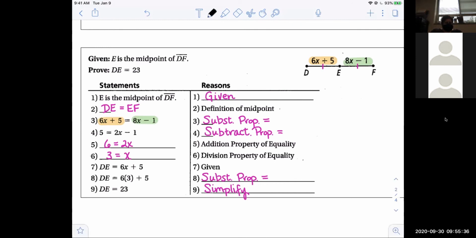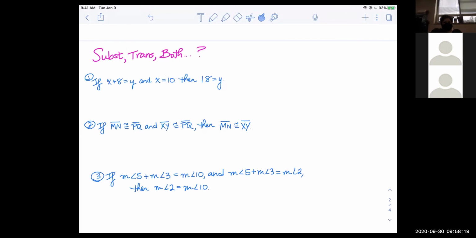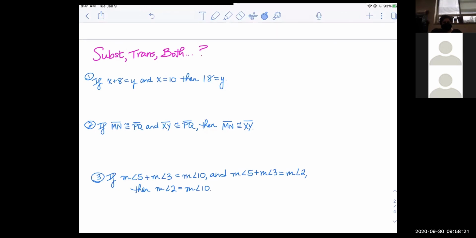And then at the end here, I would just call that simplify. If you wanted to call that substitution, you can. It's really not adding like terms because there are no variables there. You can just take a picture of that if you don't want to have to write them down. So here's a few more examples.